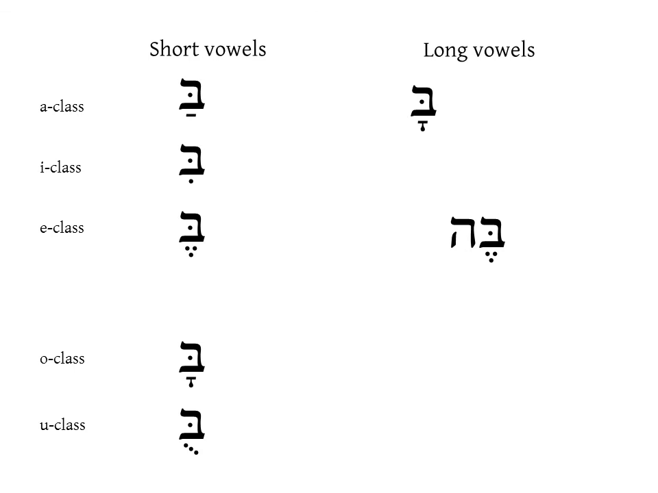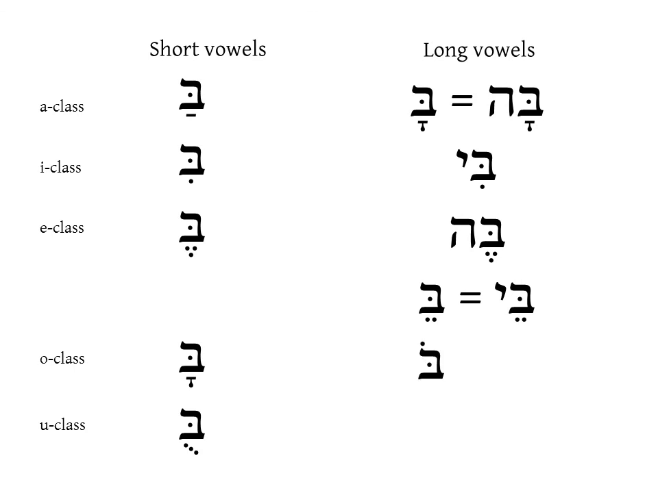kamatz gadol, ba, which is exactly the same as segol-he, ba, hirek yod, b, tzere, be, which is exactly the same as tzere yod, be, holam, bo, which is exactly the same as holam vav, bo, and shuruk, bu.